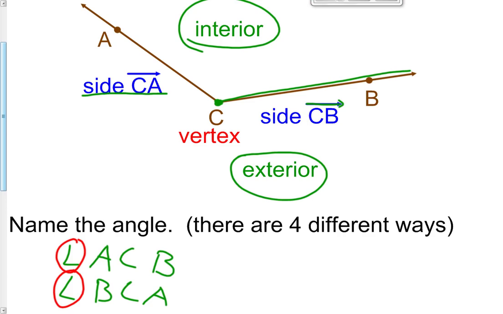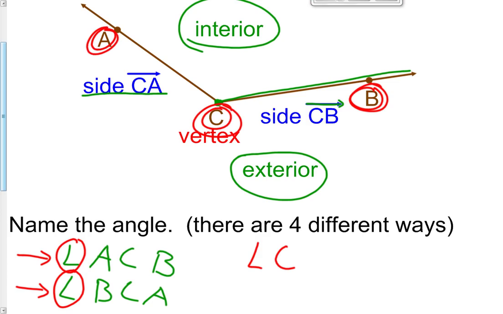Another way that you could label an angle is just by its vertex. We could call this angle C. But most times we use three letters as we go around the angle. So angle ACB, or in the other way, angle BCA. Those are different ways to label the angle.